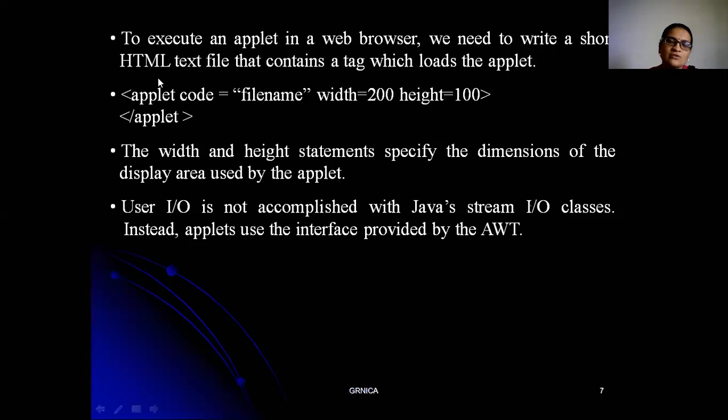HTML is also a tag, so applet is a tag. Within that we have three attributes: height, width, and the code, where we give the file name, and this is the closing of the applet tag. So here they have given an explanation: the height and width statements specify the dimension of the display area used by the applet.